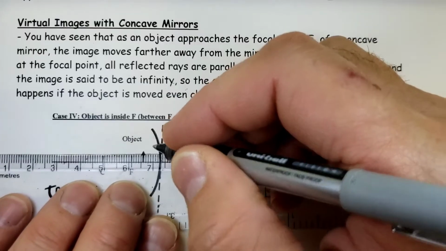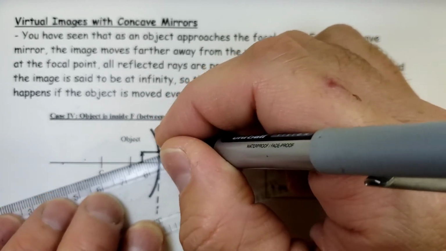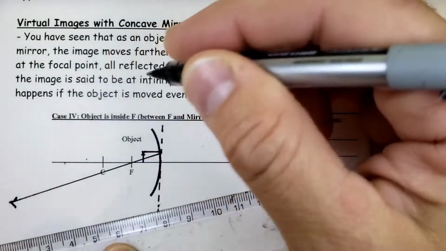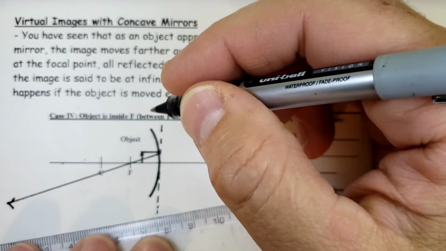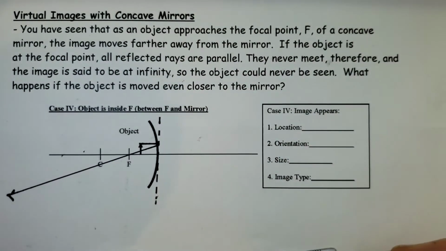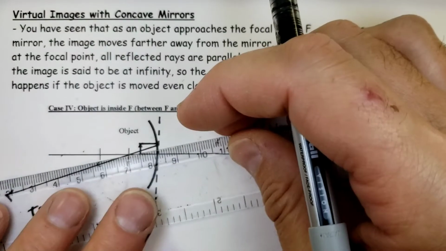We'll look at, okay, so in parallel, out through F. Now remember that third ray we did. A ray going through C reflects back upon itself. So we could look at that actually and draw that ray.